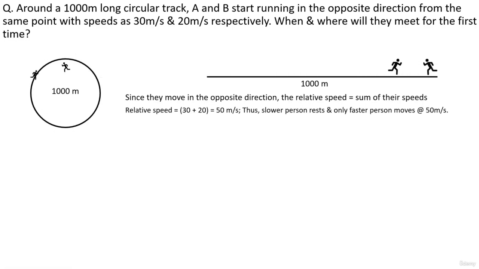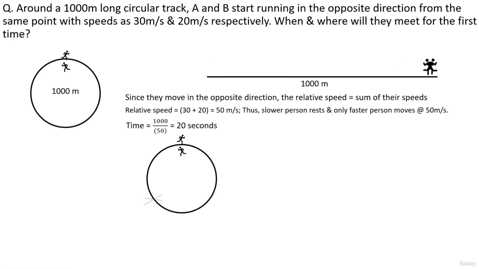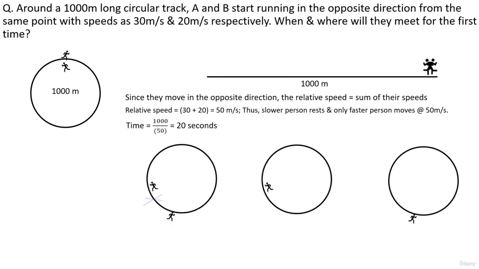Okay, same. 50 meters per second is the relative speed. The distance is the 1,000 meter track. So the time taken is 1,000 by 50, which is 20 seconds, right? Same thing we'll do. We'll calculate the individual distances.